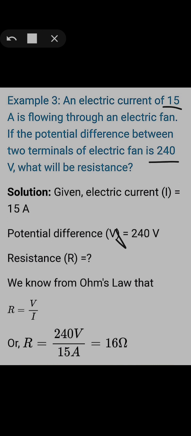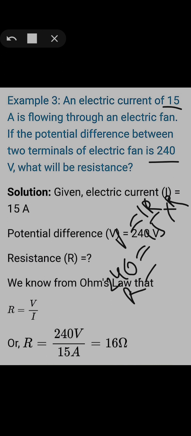Again V equals to IR, on taking the values. V is given as 240 equals to 15 into R. So R's value will be 240 divided by 15. Okay, so the answer, it will be 16 ohms.